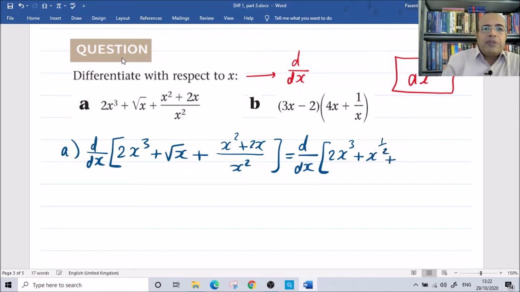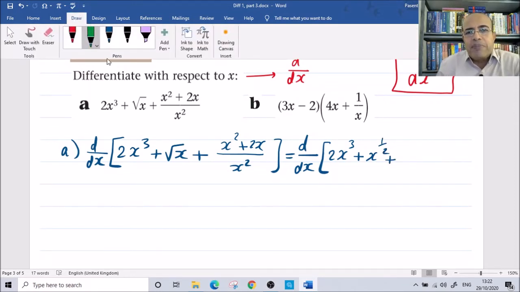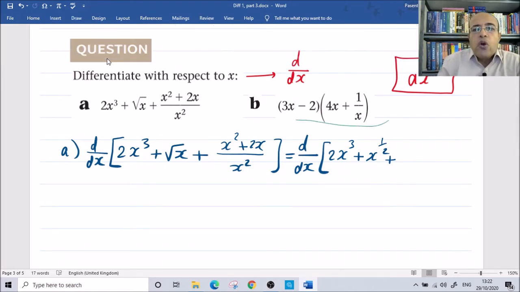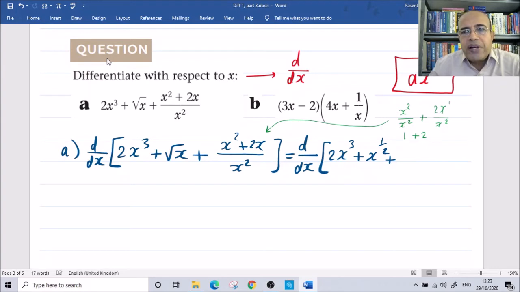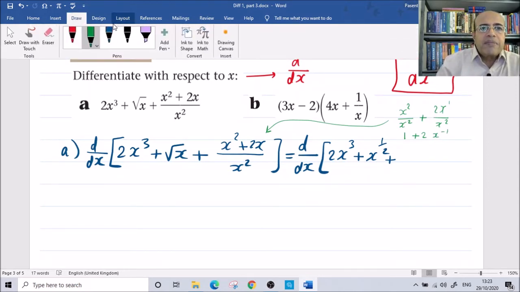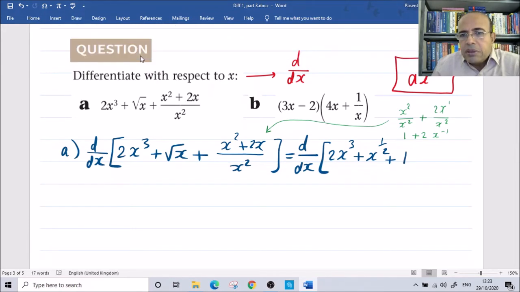Plus, what about x squared plus 2x over x squared? We separate it. How to separate this? We write it as x squared over x squared plus 2x over x squared. And then simplify. X squared divided by x squared is 1. 2x power 1 over x power 2, we subtract the power. 1 minus 2, negative 1. So it becomes x power negative 1. Then we write here plus 1 plus 2 x power negative 1.